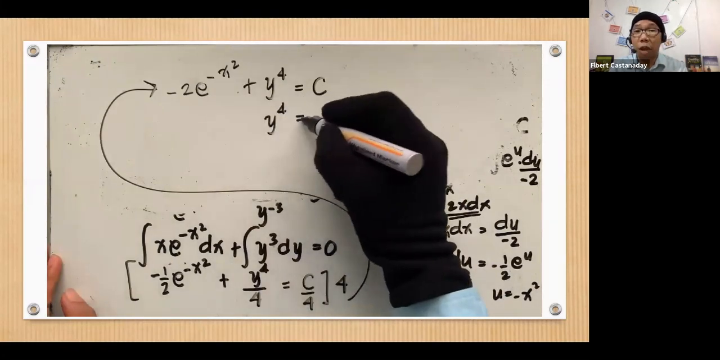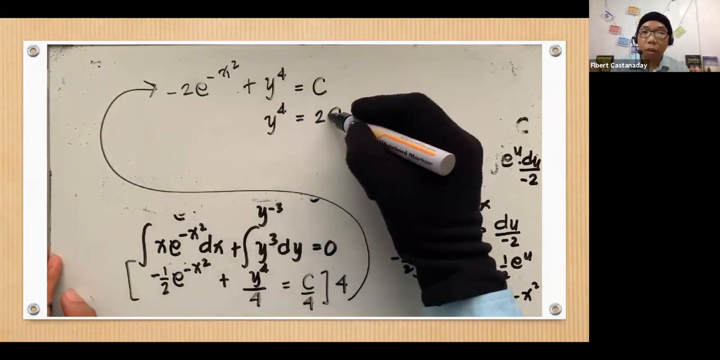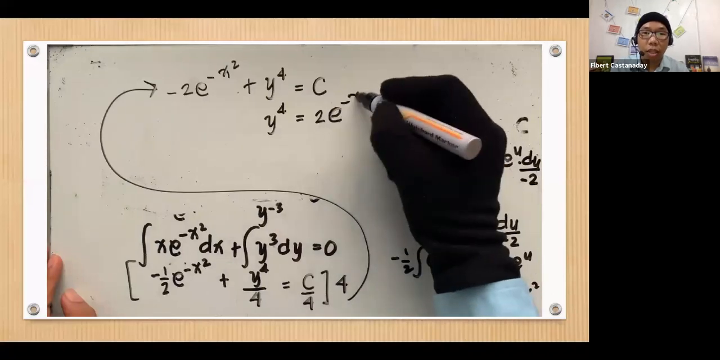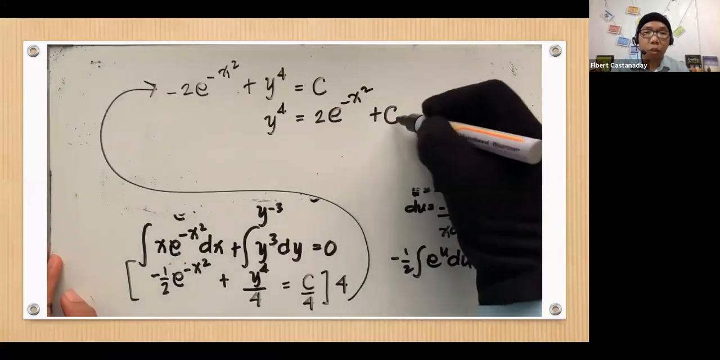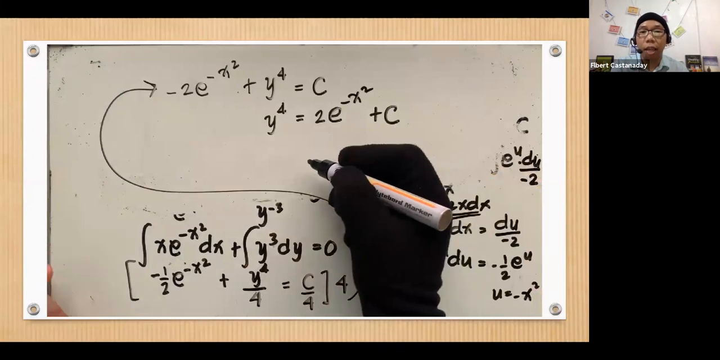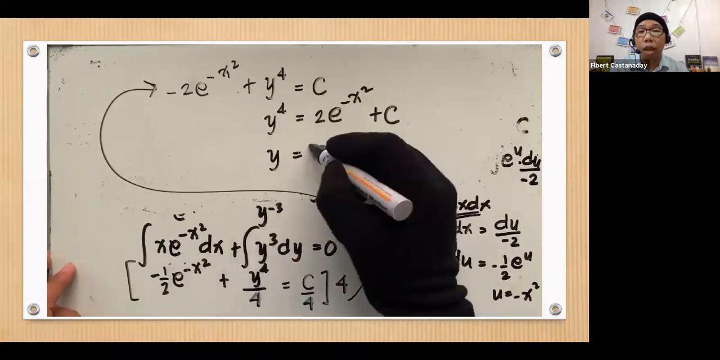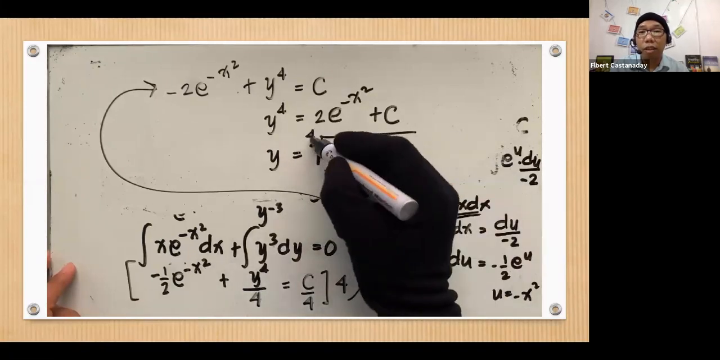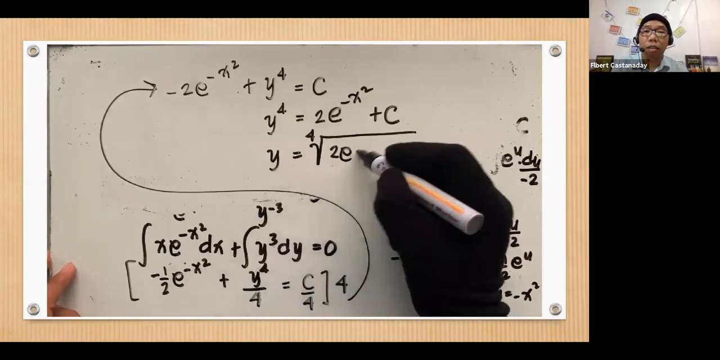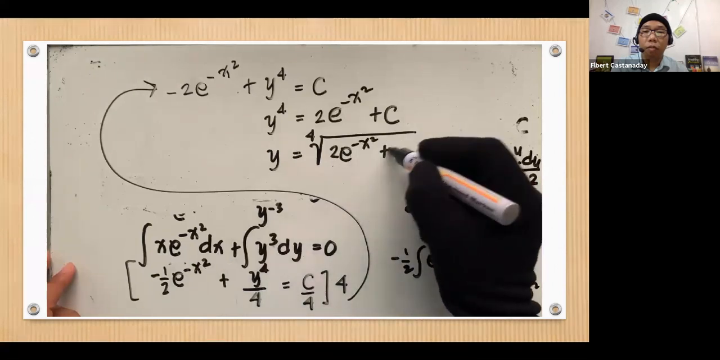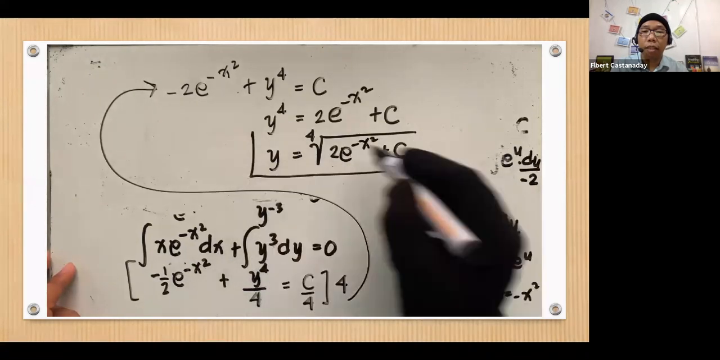Now, solving for y, pwede mo naman na later mo na gawin yung pag-transpose. So what I did here, yung transpose ko na yung -2, naging positive na siya dun sa right-hand side, right? Tapos, plus C. Ganun lang. If you are to solve for y, so fourth root of the right-hand side, yun na yung magiging sagot mo. Okay? So this is now your final answer.